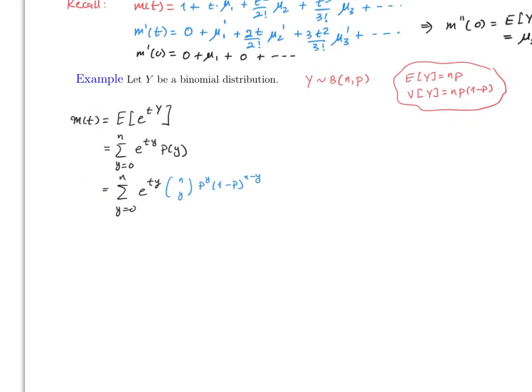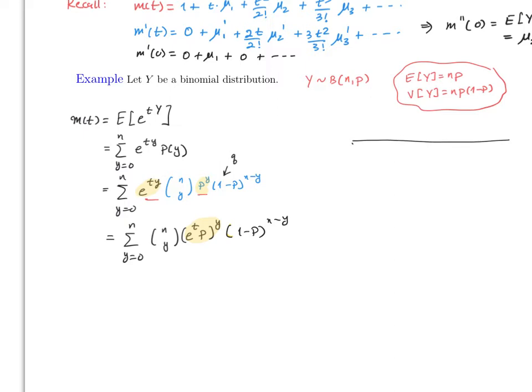Notice that you can combine these two, so this will be equal to the sum from y equals 0 to n of n choose y, and then e to the t times p to the y if you combine these two, times 1 minus p to the n minus y, or the book just calls this q. So q and 1 minus p, remember, is the same thing.